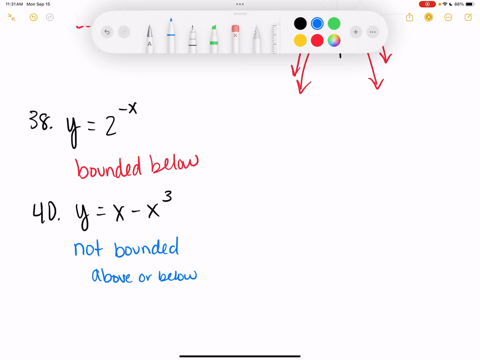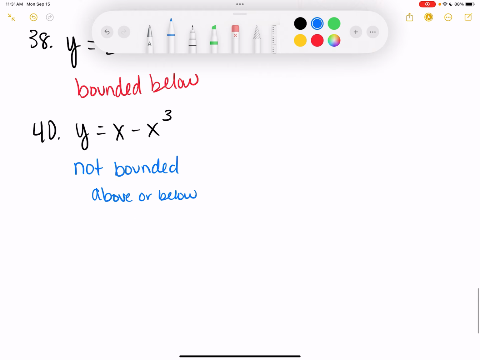All right. Max and mins. We're going to use our calculators for this part. Find all local max and min values of x and where they occur. Problem 42: g of x equals x cubed minus 4x plus 1.